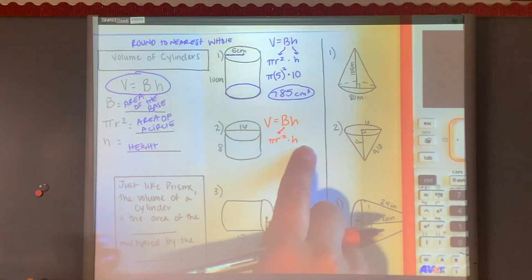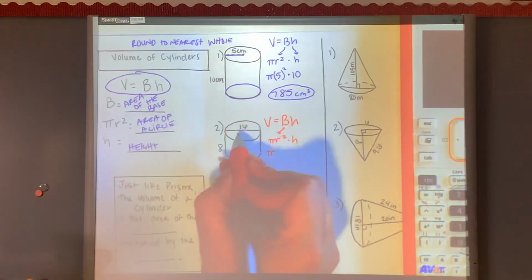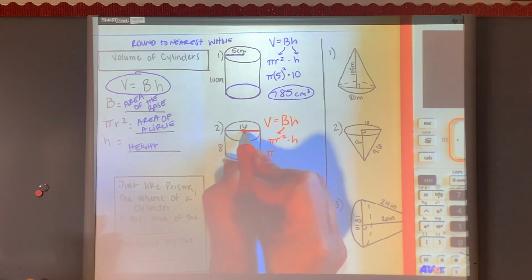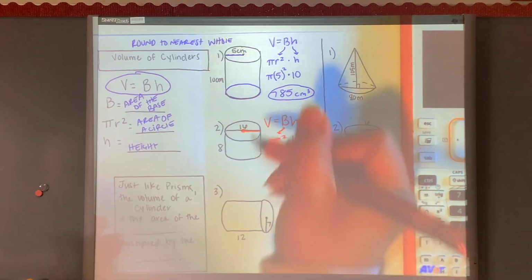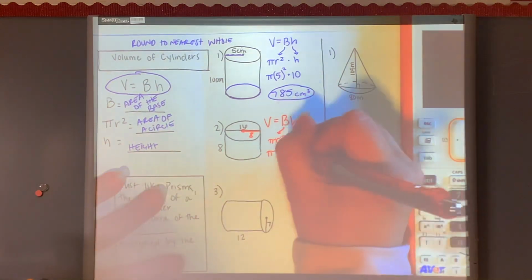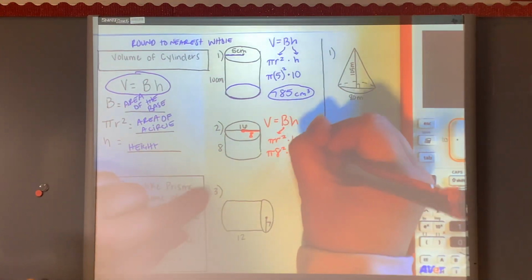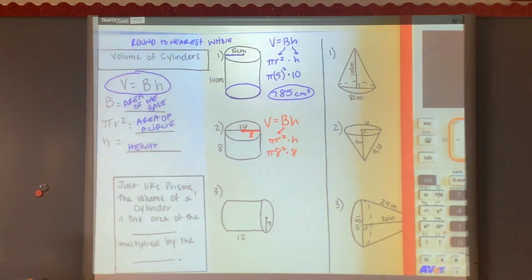So let's start putting in some numbers. I have pi times the radius. The radius on this one is not 16. This is a diameter. What I need is a halfway line. So if the whole thing was 16, then I know cutting 16 in half would give me 8. My radius is 8. And then, of course, the square multiplied times the height, which is also 8.